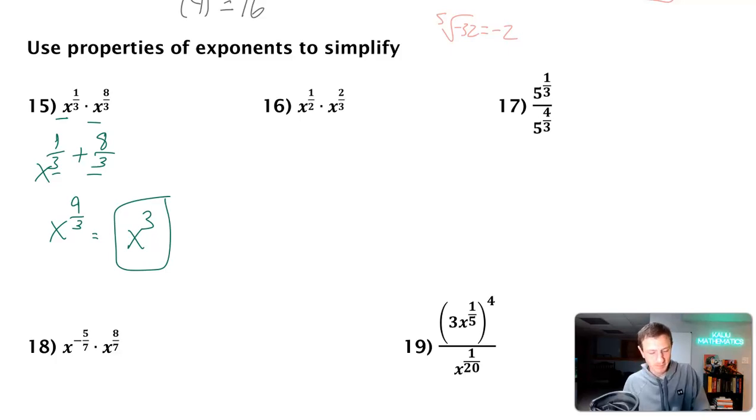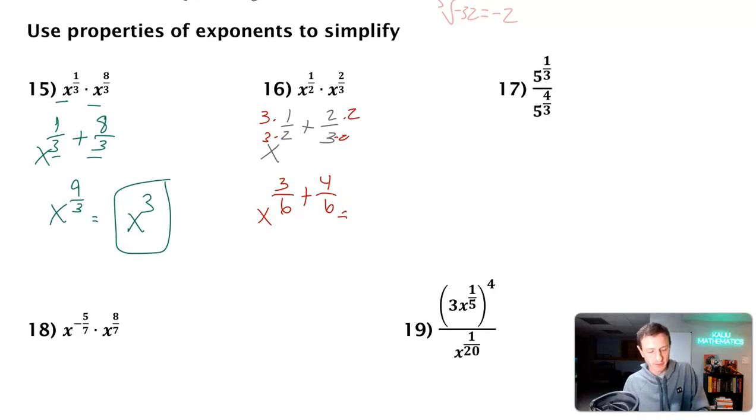Number 16. X to the 1/2 times x to the 2/3. So whenever we're multiplying by the same base, we add the exponent. So 1/2 plus 2/3. Least common denominator would be 6. So times 3 times 3 times 2 times 2. So x to the 3 over 6 plus 4 over 6. I'm going to go kind of fast through just adding fractions together, because this is previous knowledge. So x to the 3 plus 4 is 7. 7 over 6.